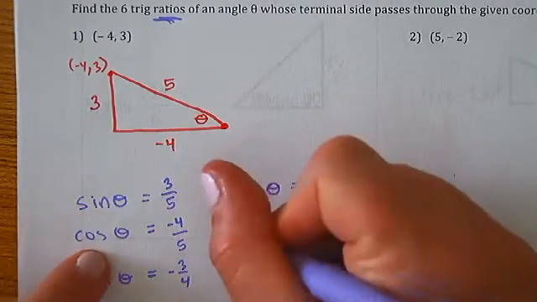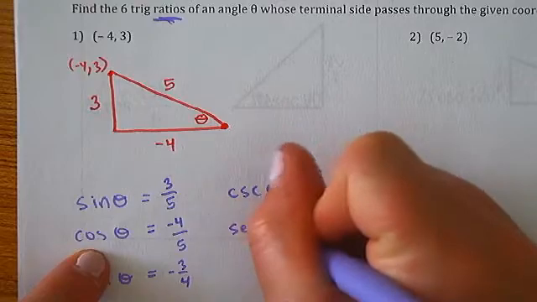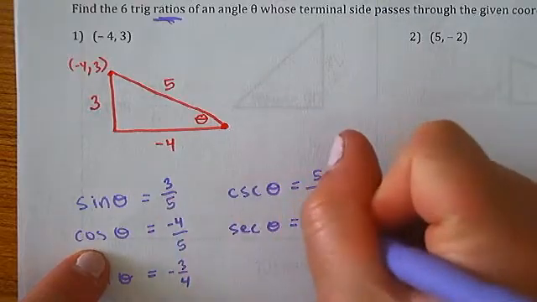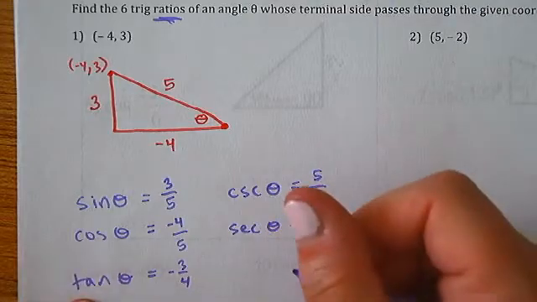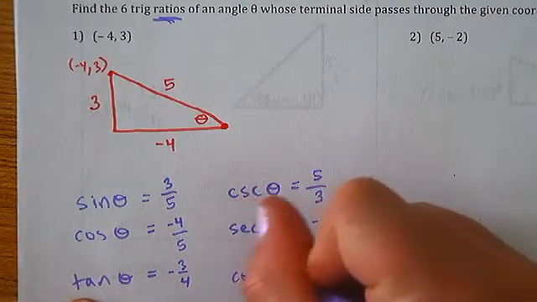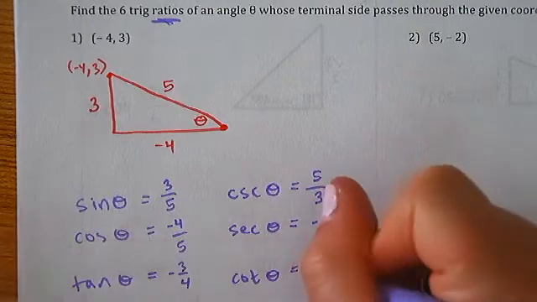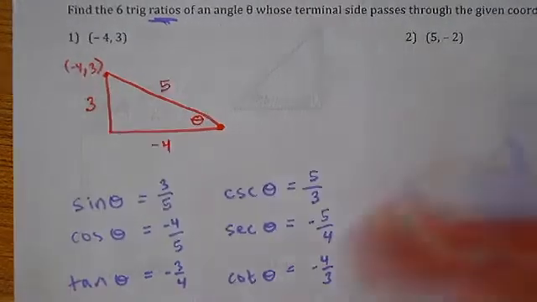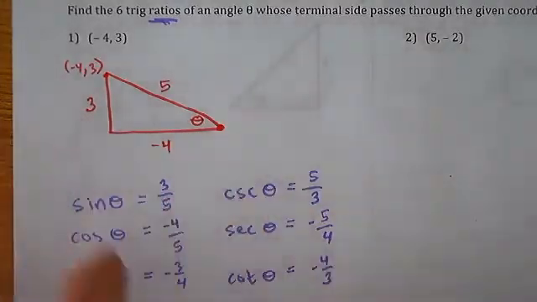Reciprocal of cosine is secant. We're just going to flip that. And the reciprocal of tan is cotan. So we're going to flip that, like so. Okay, so that's all they want us to do. We only care about the reciprocals.